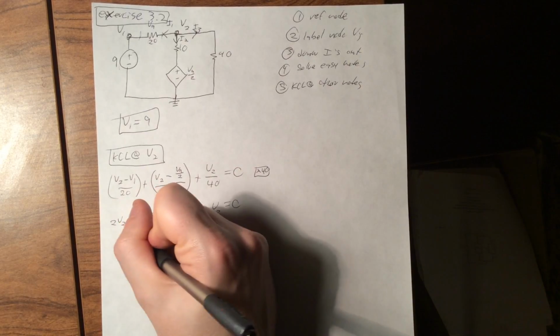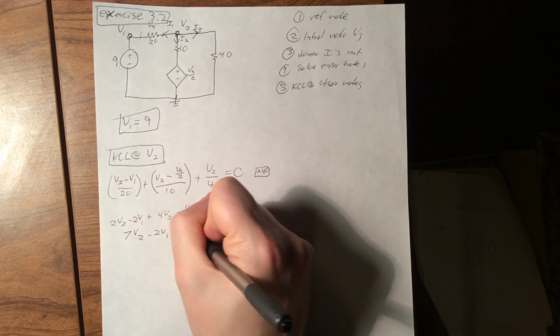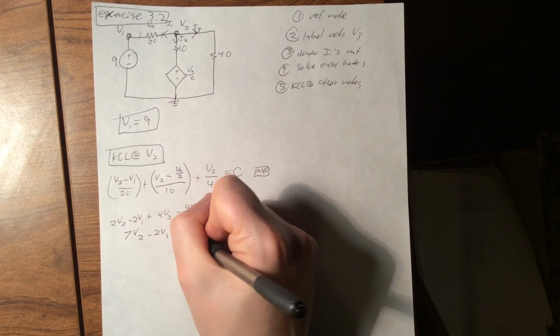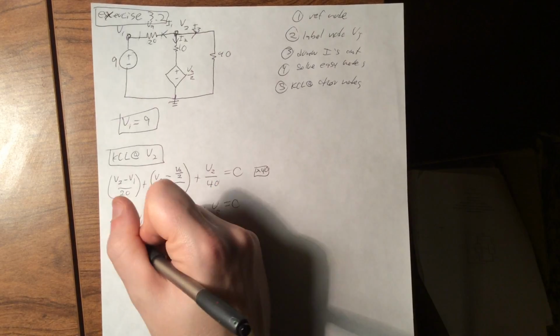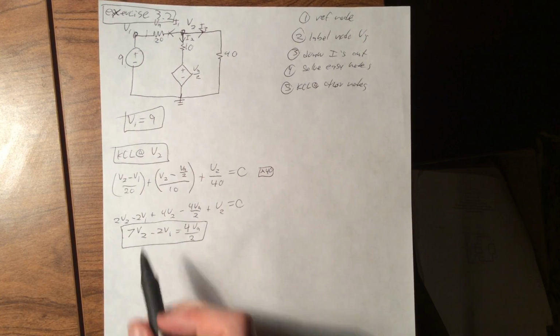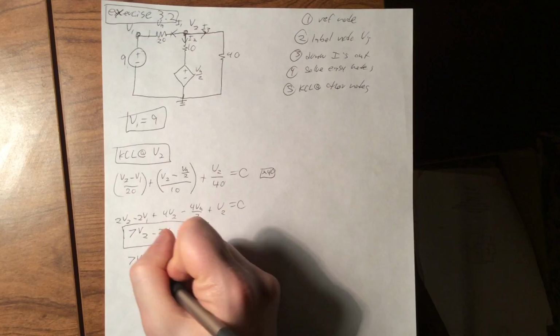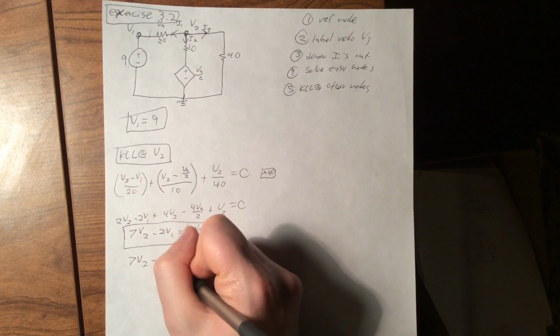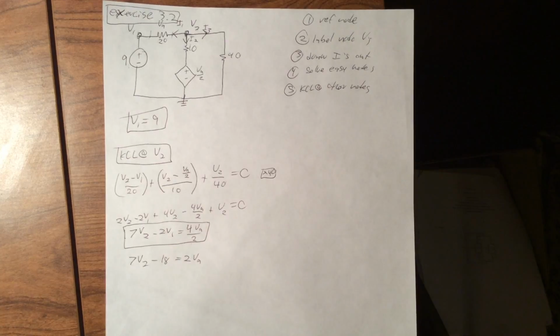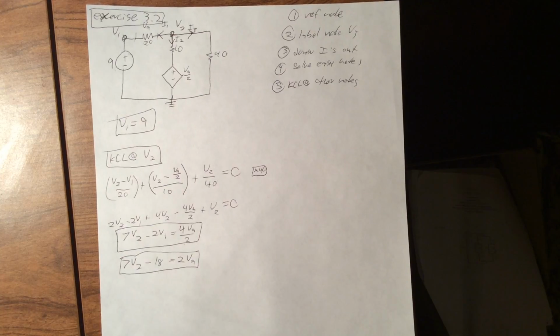Let's collect terms. We got 7V2 minus 2V1 equals 4VA over 2. Let's just hold that and store it. Okay, we're going to store that equation. Actually, no, we missed something else. This we already have up here, and this is 9. So let's do 7V2 minus 18 equals 2VA. That's a little neater. Okay, so now we have to solve what is VA.